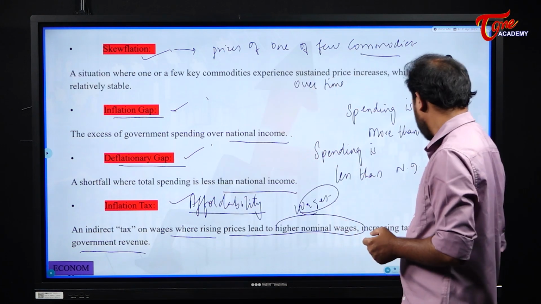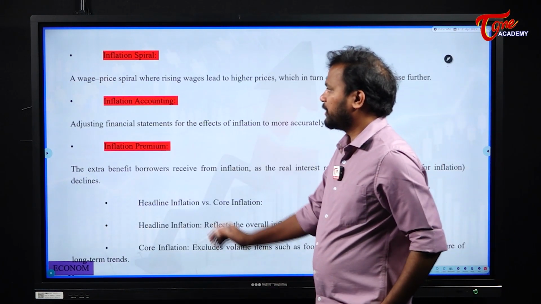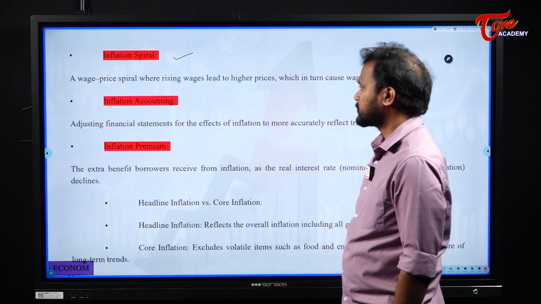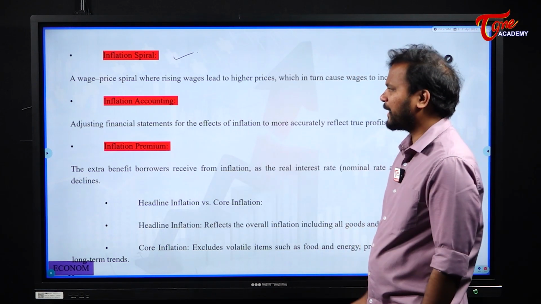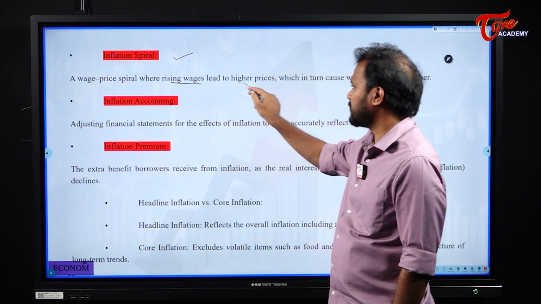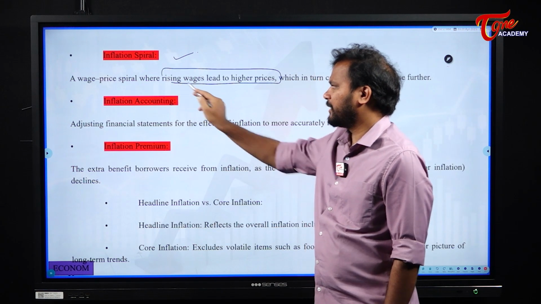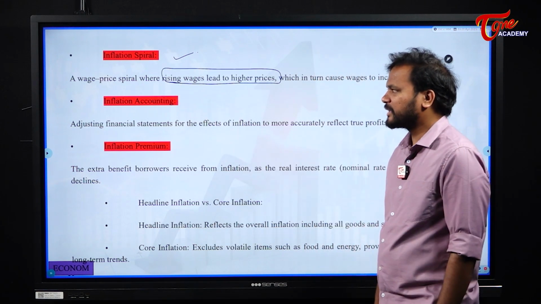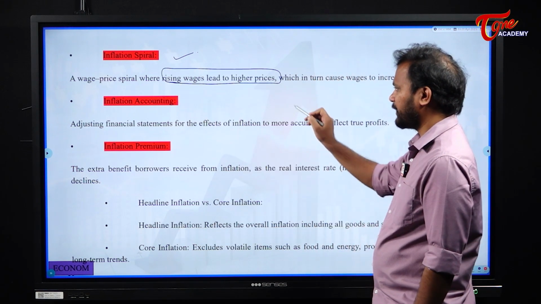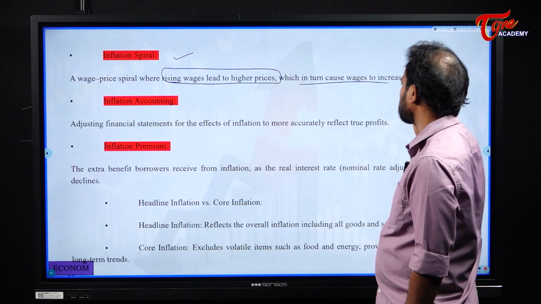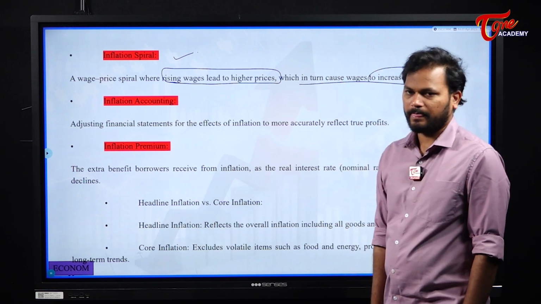Clear? Next. Inflation spiral. It is a wage spiral where rising wages lead to higher prices, which in turn causes wages to increase further.